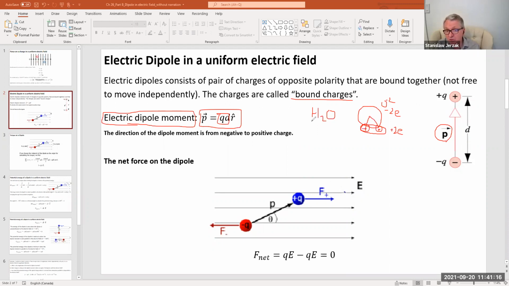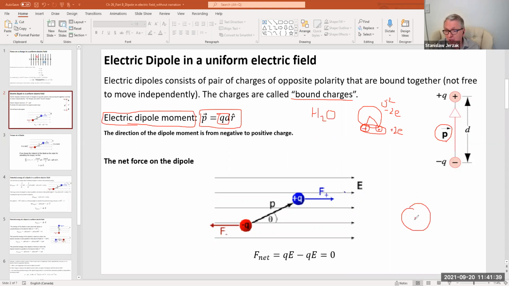So many molecules have a permanent dipole moment, like the water molecule. But we will also be talking about so-called induced dipole moments, because when you put a molecule which is not dipolar, or even an atom, into an electric field, so imagine that I put an atom.